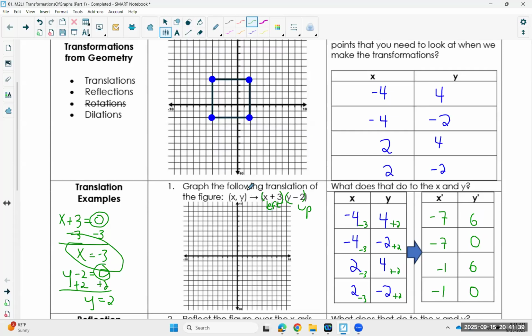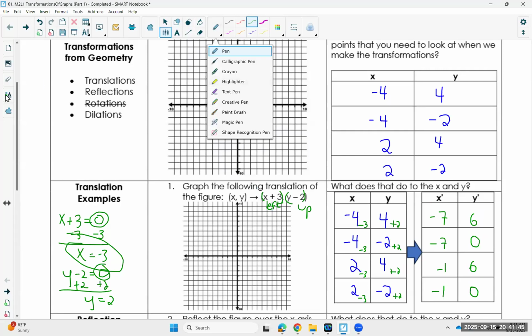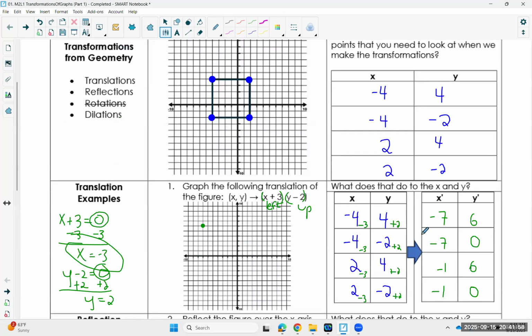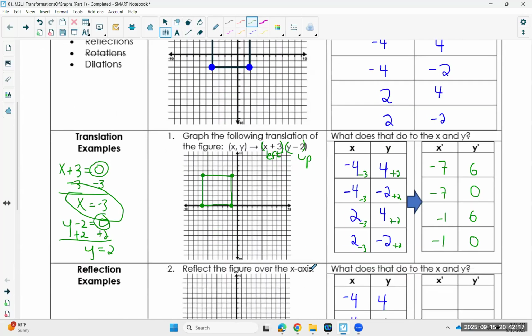And so as you can see, if I were to translate these in this direction, my new coordinates would now be -7, so right about here, and then up 6, right? My next one would be -7, 0, and then my next one would be -1, 6, and then -1, 0. And so if I just simply connect those dots, I have my rectangle, and it has been moved in the exact idea that we want to move it, left and up.